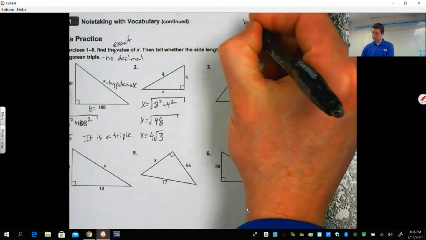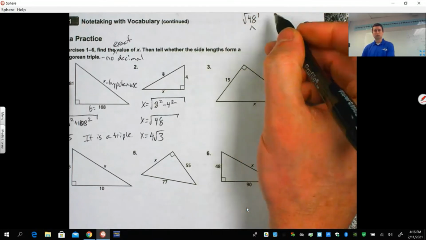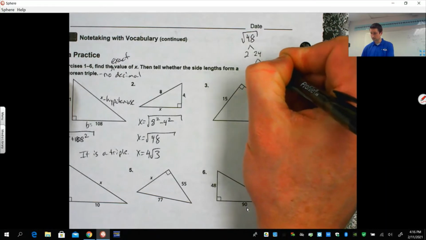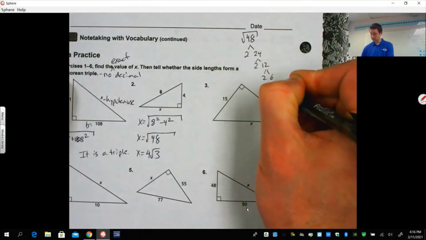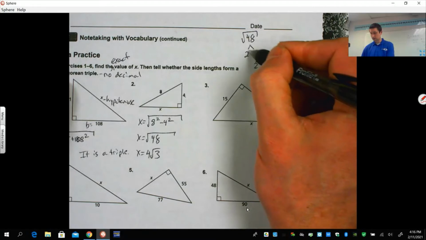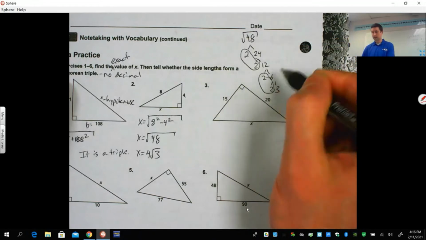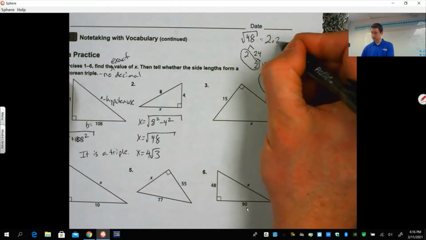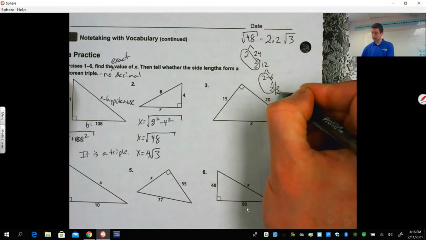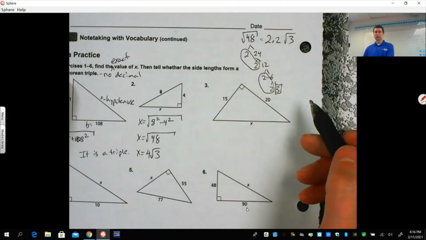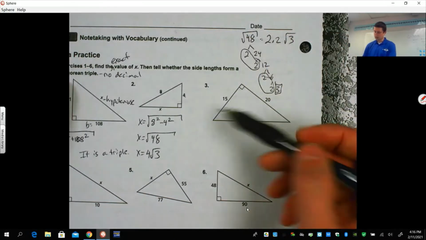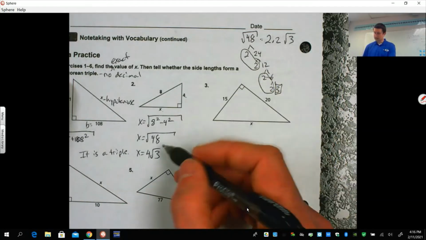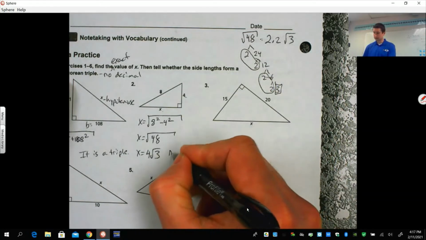Remember how we do simplest form: the factor trees. So two numbers that go to 48 are 2 and 24. 24 is 2 and 12. 12 is 2 and 6. 6 is 2 and 3. So we have a pair of 2's, and every time you have a pair, that number gets to go outside. 2 times 2, and then we have a square root of 3 left over. So 4 root 3 is how we got that, without a calculator. This is an irrational number, so this is not a triple.